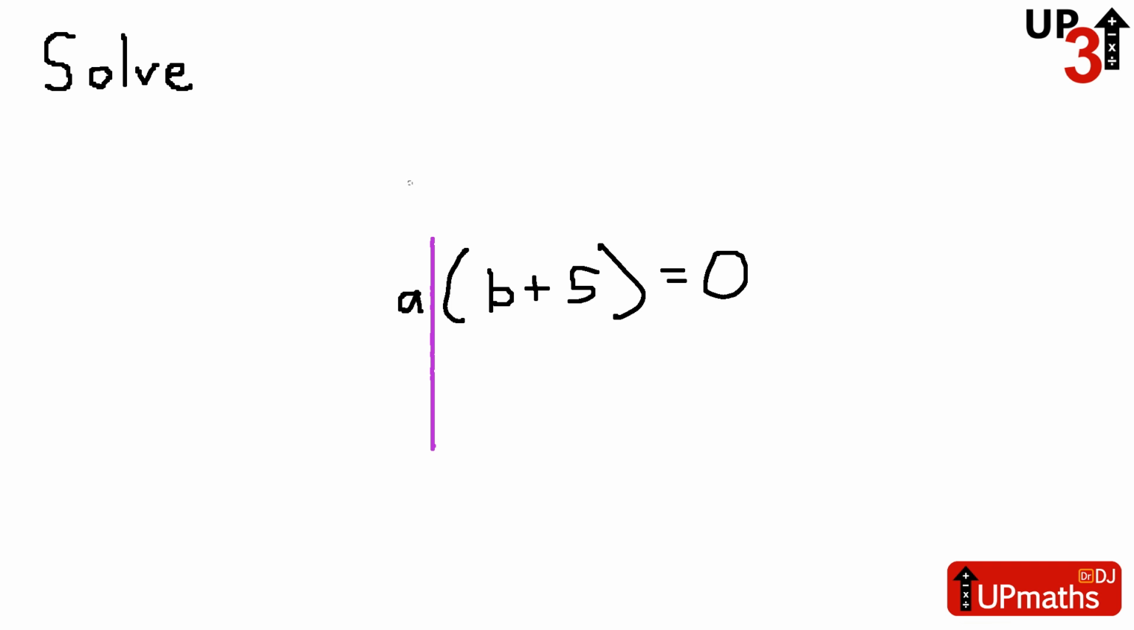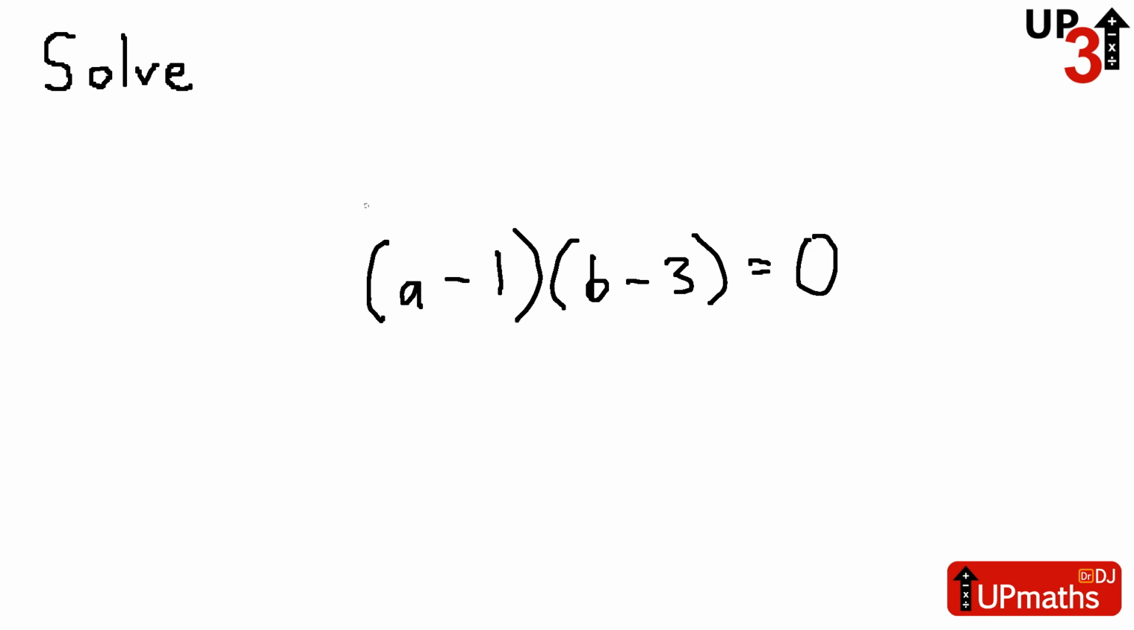Well, we've got two things multiplied together, one of them must be 0. So either a is 0 or b plus 5 is 0. But because we're just learning, that's actually a very good way of writing it later on. But let's just write b equals minus 5 because minus 5 plus 5 would make it 0. What about this?